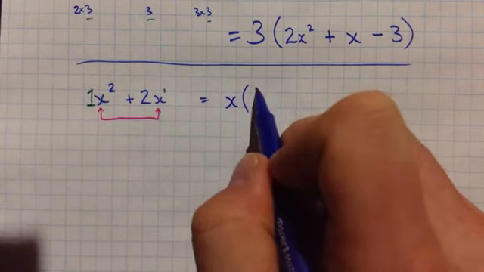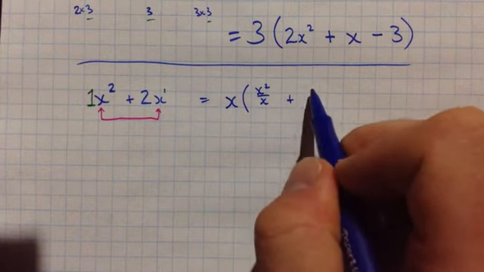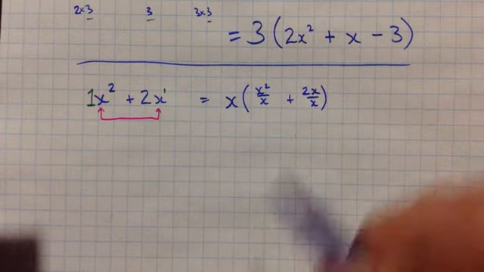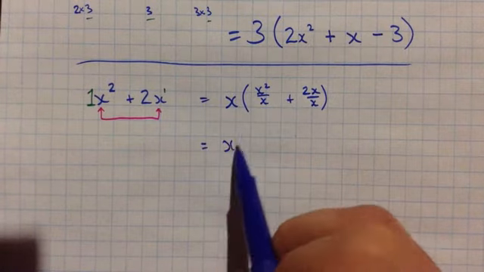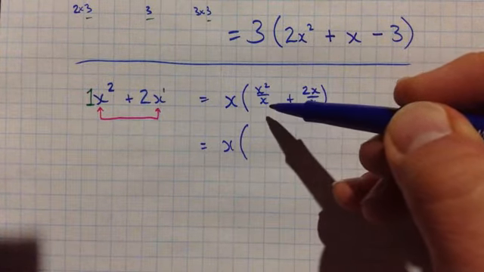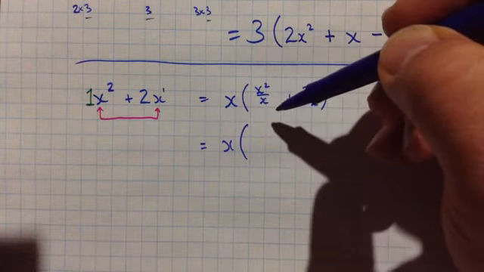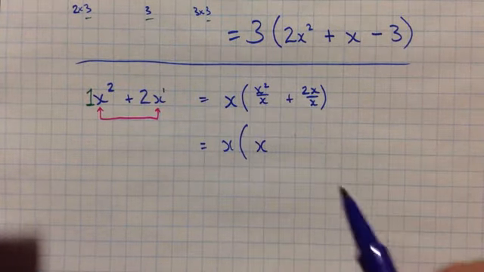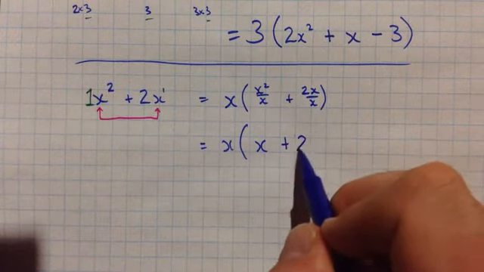So let's write this out. What if I take x squared and divide by x, and I have 2x divided by x? Here I've got x squared divided by x. So x squared is x times x, and then I divide by x. One of those x's will cancel, and I'm left with just x. Here, 2x divided by x is 2.